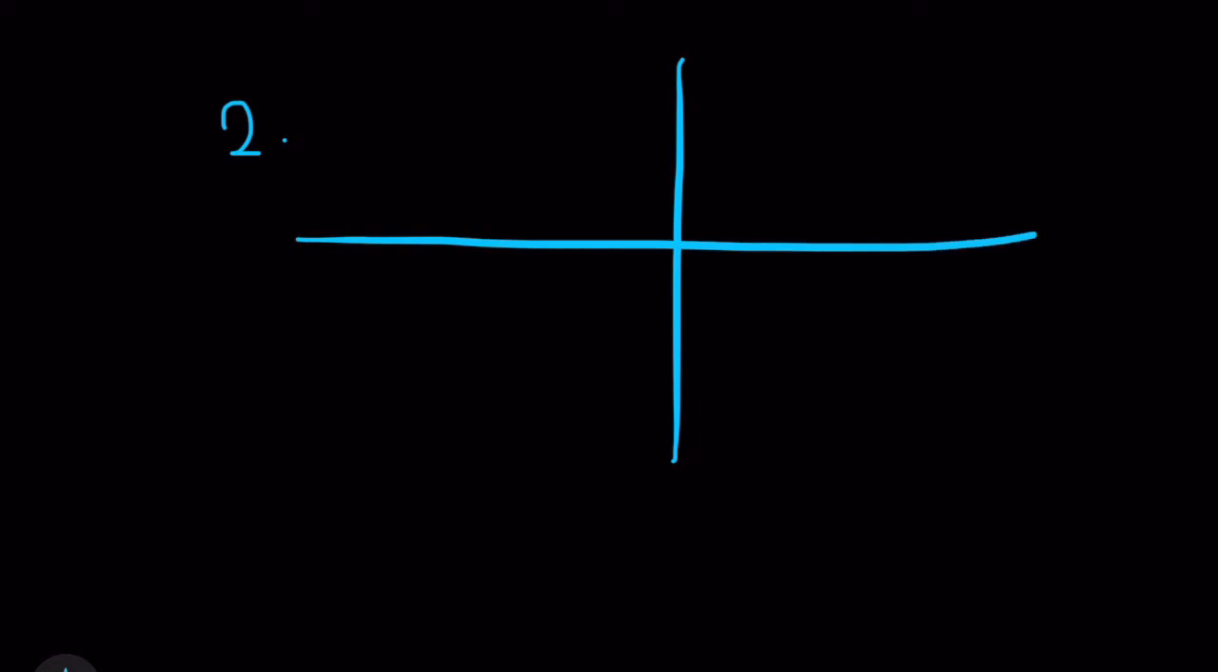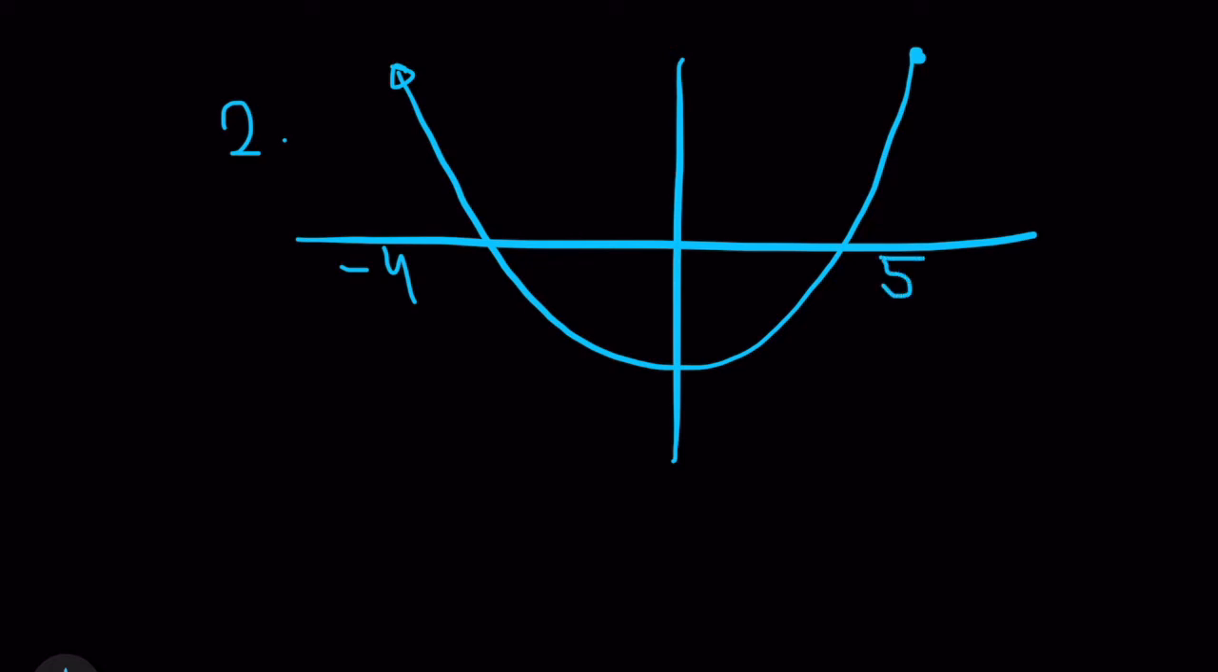Supposing you get a function like this, and over here a closed circle and an open circle, at minus 4 and 5. A closed circle, colored inside, means that value is taken into consideration, whereas an open circle, where there is a gap inside, means that value is not taken into consideration. So the domain in this case, from the left-hand side to the right-hand side, will be x greater than minus 4 and less than or equal to 5.